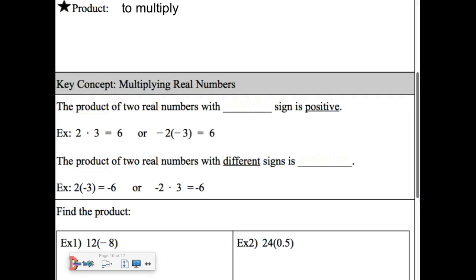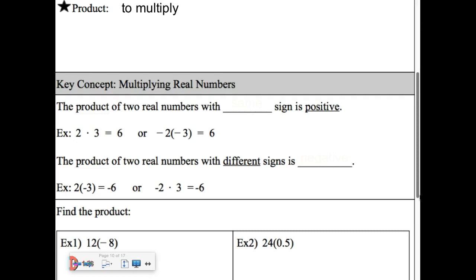So the first thing we're going to talk about is that when we are multiplying numbers, today we're going to have positives and negatives. Because if you remember, we talked about real numbers in our last lesson, and real numbers include positives and negatives. So we're going to see those throughout today. We're also going to see whole numbers, fractions and decimals.